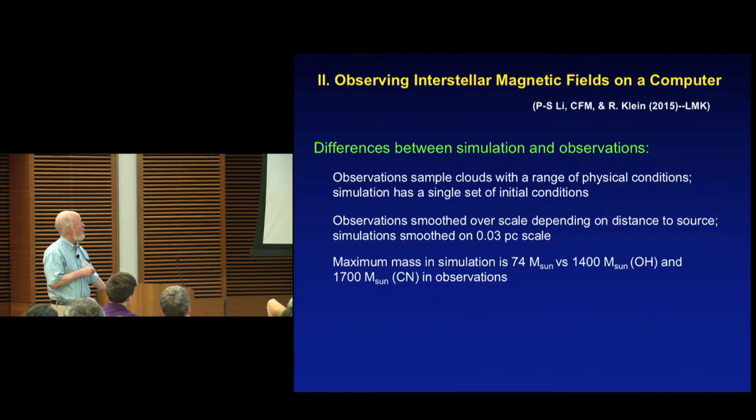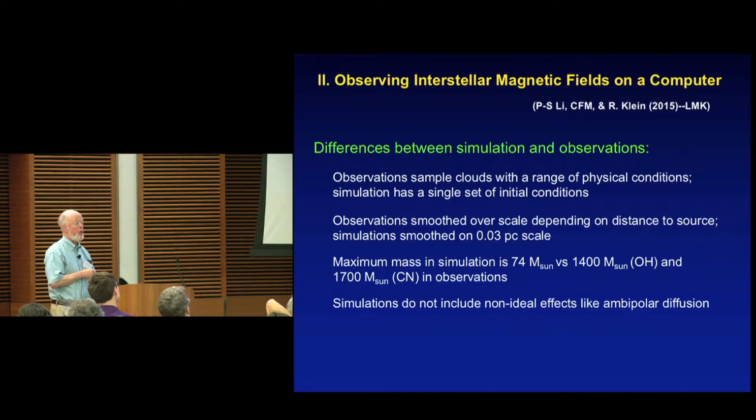The maximum mass in our simulations, for our clumps, turned out to be about 74 solar masses, whereas in the observations, they range up to well over 1,000 solar masses. The simulations do not include non-ideal effects like ambipolar diffusion, whereas, of course, the real observations include everything that Mother Nature can throw at us.